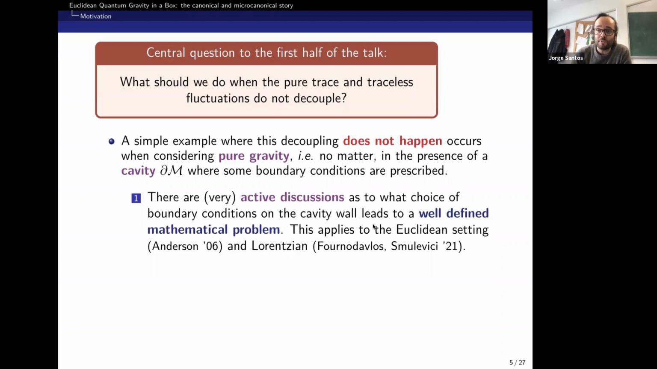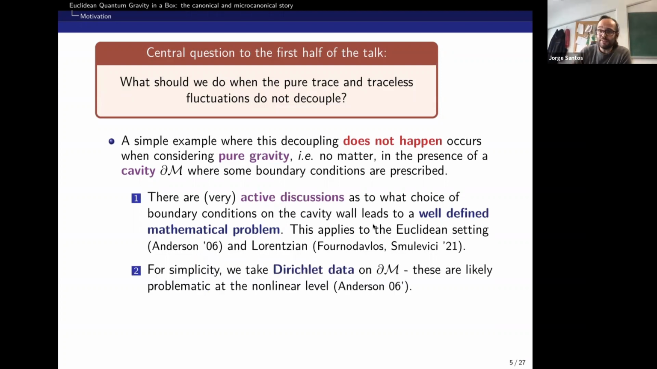In the Euclidean setting, this is also true. There's early work by Anderson, and there's much more recent work by Edward Witten. And it's not trivial what boundary conditions you should impose in order to have a well-defined elliptic problem on the cavity walls. Now, for simplicity, we're going to take the simplest possible type of boundary conditions, which, funny enough, is very unlikely to work at a nonlinear level. Okay, we're going to demand that the induced metric on the cavity wall does not change. For all sorts of reasons, there's strong belief that this does not lead to a well-defined initial value problem. Okay, just doesn't. And this is explained here in this paper.